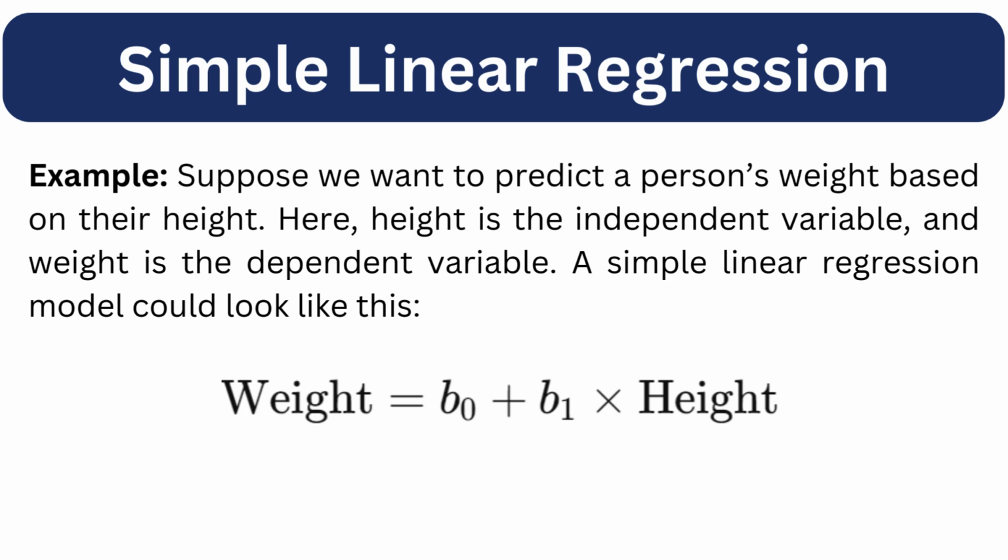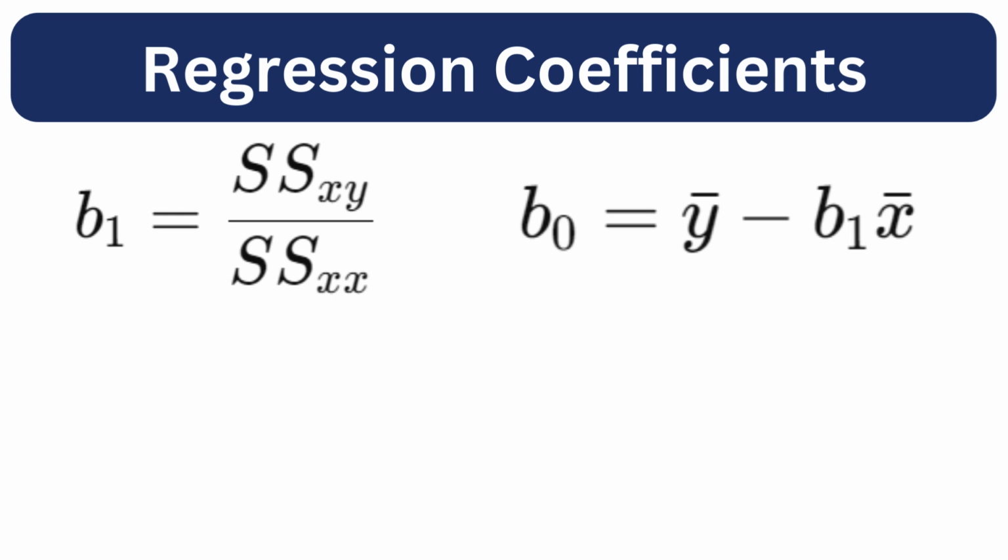But first we need to find the values of beta 0 and beta 1, the regression coefficients. Let's see how to find the values of these coefficients. Sum of squares of xx measures the total variation in the independent variable x, and sum of squares of xy represents the covariance between x and y. By dividing these two terms, we get the first coefficient, that is beta 1.